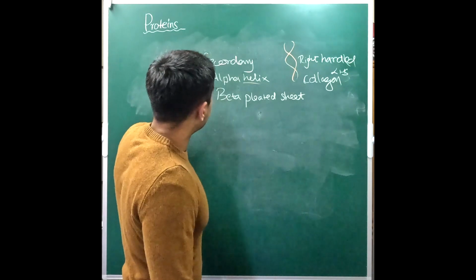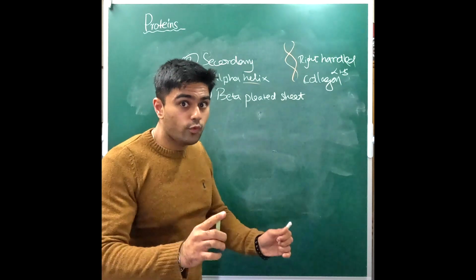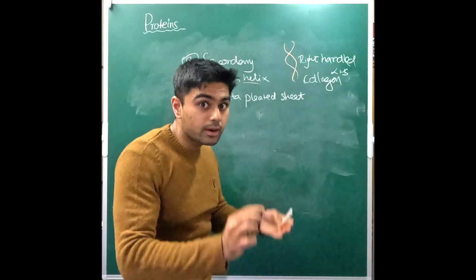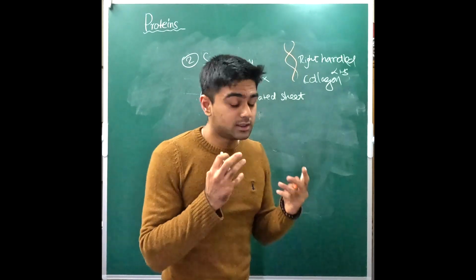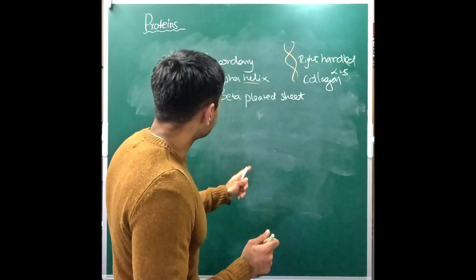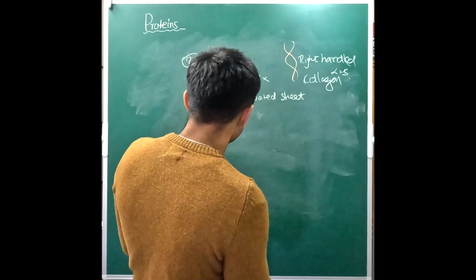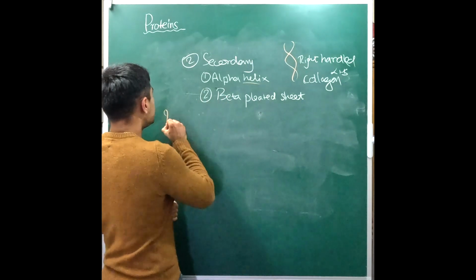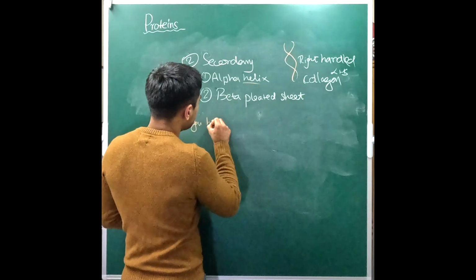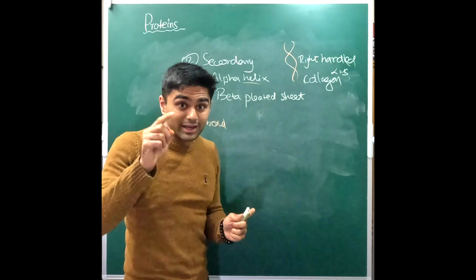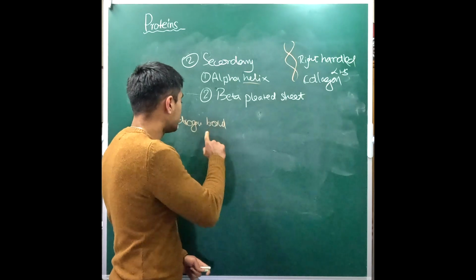Now, in both alpha helix and beta pleated sheets, there's only one type of bond present. Only one type of bond. Remember, please don't mix it up. People mix it up so hard. The only type of bond in secondary structure, i.e. in an alpha helix or a beta pleated sheet, is just a hydrogen bond. Hydrogen bond, please remember, right?